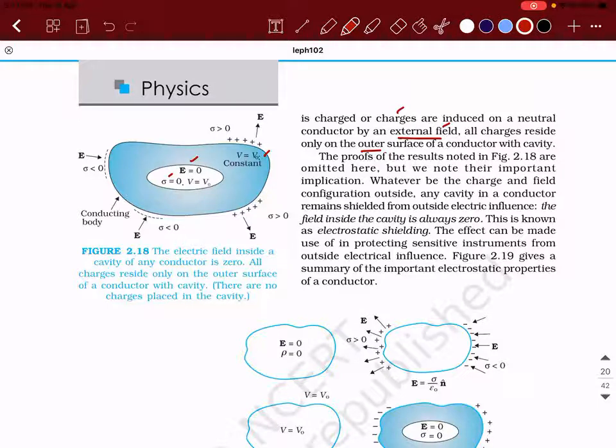So the lift, outside is metal, inside it is a cavity. So the electromagnetic signals are actually shielded. They will not be able to enter the lift. That is the reason why you will not get proper signal inside lifts. So that is also another example of electrostatic shielding. Is it clear?